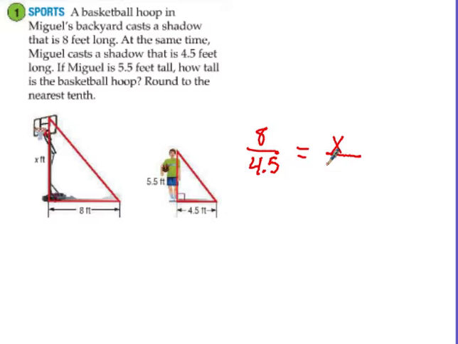X over 5.5. Since Miguel's shadow is on the bottom, Miguel's height needs to be on the bottom. So 5.5 times 8 divided by 4.5 is 9.77. X equals 9.8 since we're rounding to the nearest tenth. 9.8 feet. Miguel does not have a regulation basketball hoop.